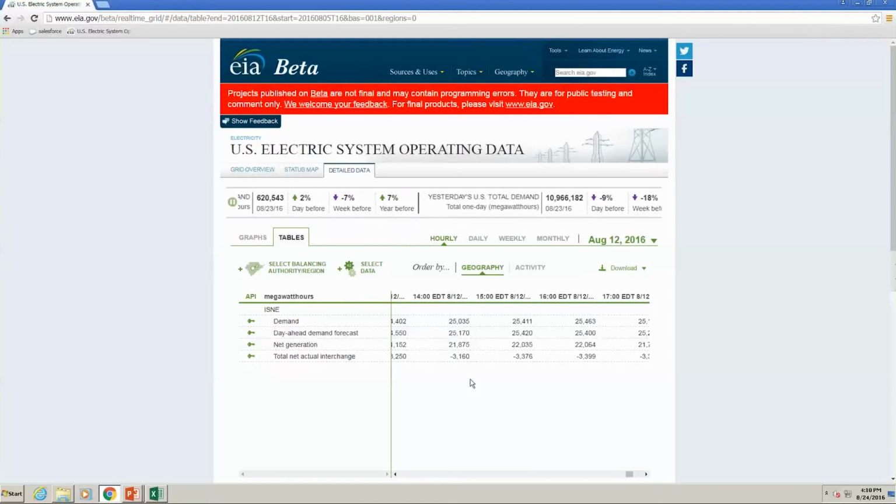All right, so another way to get the data series is to use the API key on this page, and so we'll just click on that.